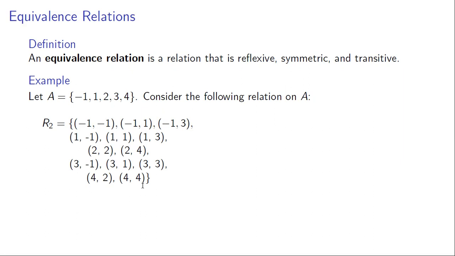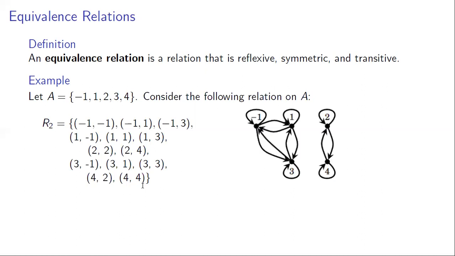Now, just looking at these ordered pairs, it's not easy to see what this relation represents, what it means, if anything. So what's often helpful to do, you don't have to do this usually, is to make a diagram of the relation. So here's the diagram of the relation. And so we see we have -1, 1, 2, 3, and 4. First, let's think about, is this an equivalence relation?